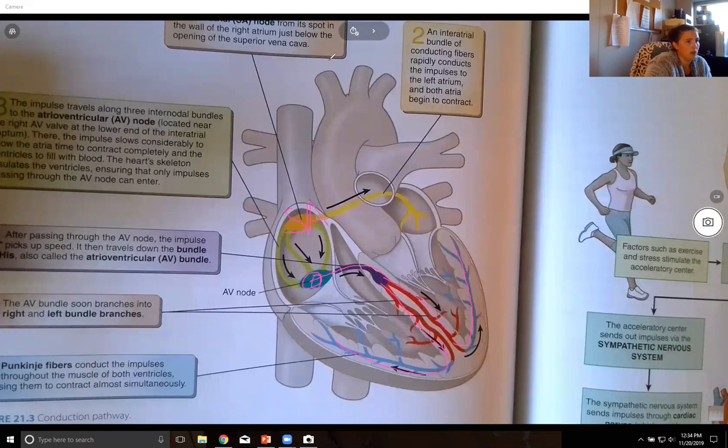Let me get a new color here. Red's a good color for muscle, right? So right here, this big thick portion, that is the myocardium. That is the actual muscle of the heart that we're referring to. This section here is the septum. That's what's dividing the ventricles apart, is the septum.